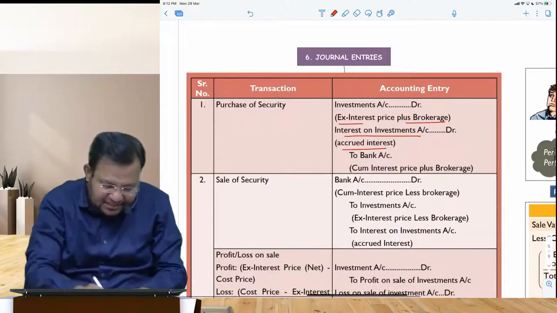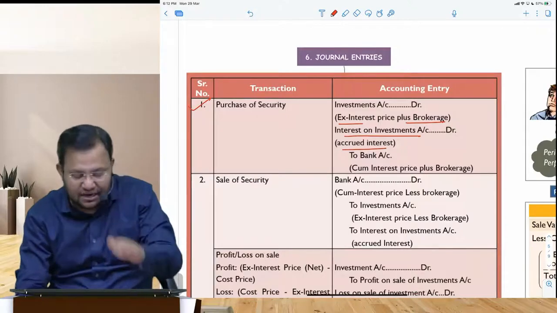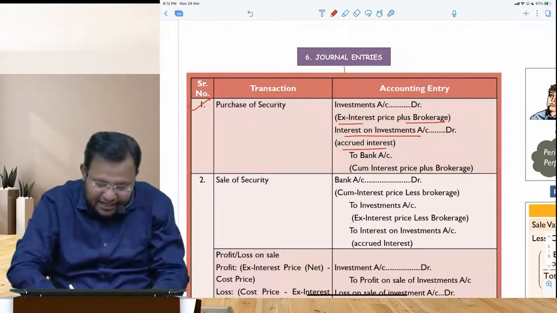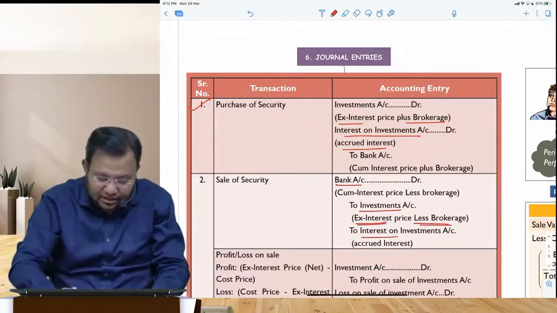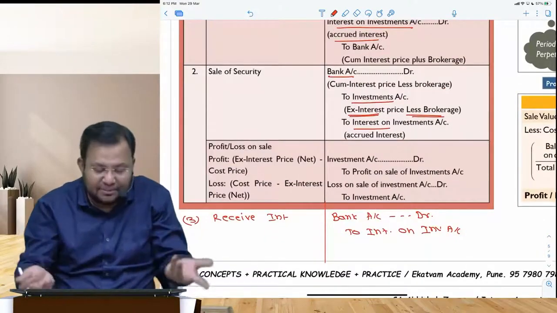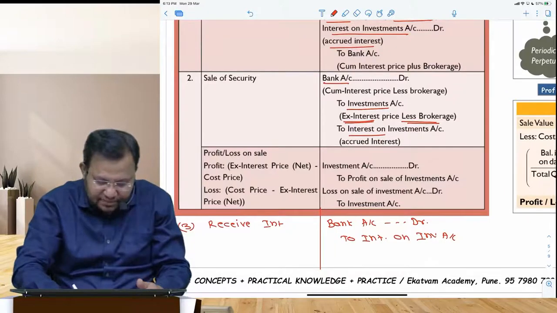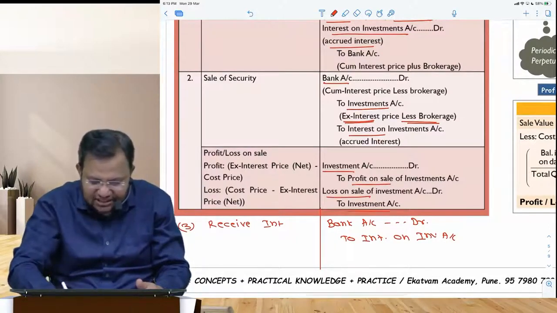So when you purchase an investment, the entry is investment account debit, interest account debit, to bank account. When you sell it, exactly the opposite: bank account debit, to investment, to interest. But the investment account is at X interest minus brokerage. Profit or loss is ultimately calculated using either FIFO or weighted average. If it is a profit, investment account debit to profit on sale. If it is a loss, loss on sale to investment.